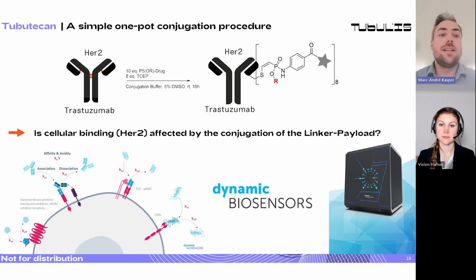So our antibody needs to find the tumor cell and needs to deliver the cytotoxin. What we do not want to lose is the affinity of the antibody while conjugating the drug for the targeted cell. And here's where we teamed up with Dynamic Biosensors with this fantastic method where we can really measure the binding kinetics of the antibody and compare it with the ADC that we actually made.